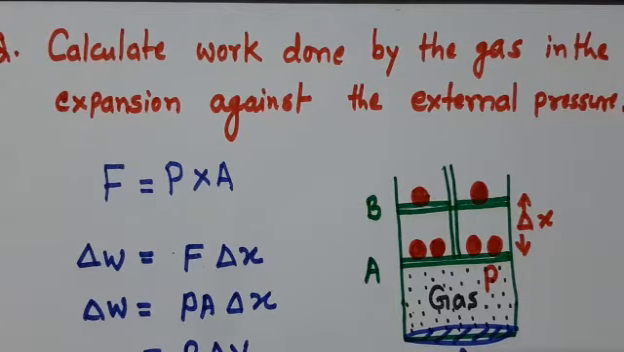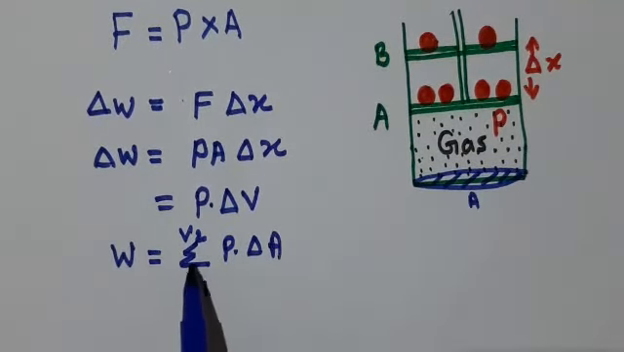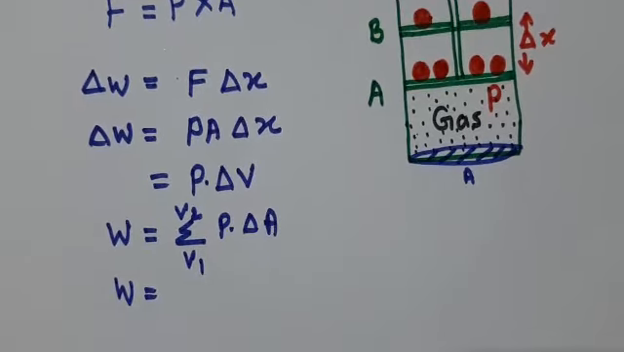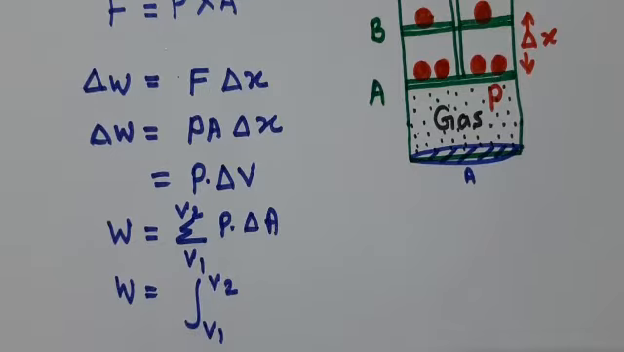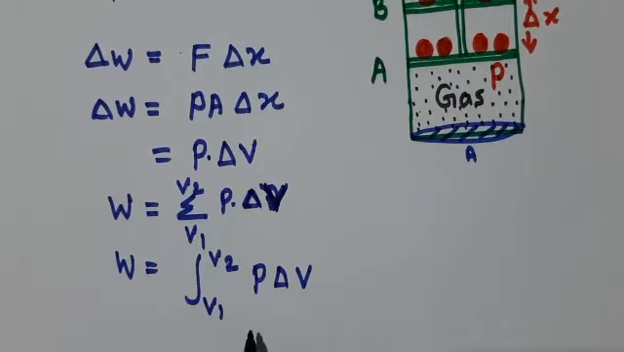If at pressure P, the volume of gas changes from V1 to V2, then the work done is W equal to summation from V1 to V2 of P into delta V. This can also be written as W equal to integration from V1 to V2 of P into delta V. This will be delta V, not delta A. And this is the work done in expansion.